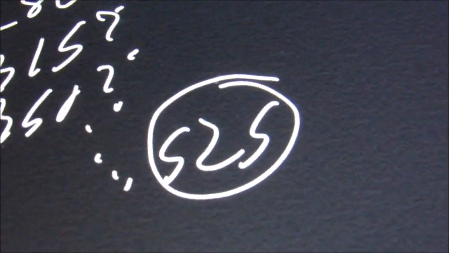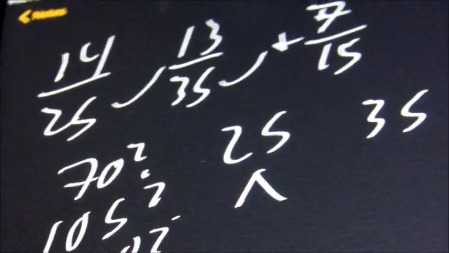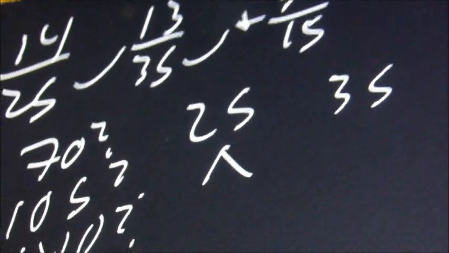Now this is one where you have to go all the way down to 525 to get the least common denominator. So here's one where it's easier to figure it out using the factor trees. So we have 25, 35, and 15. And we're doing the prime factorization.